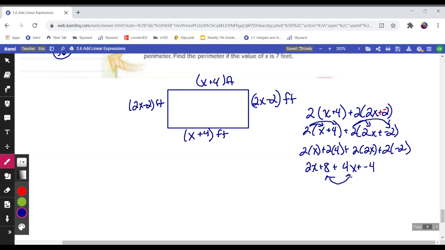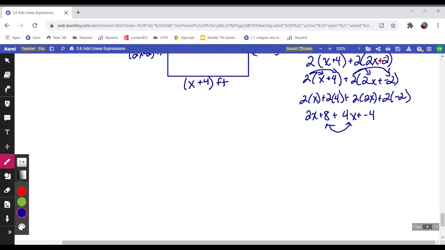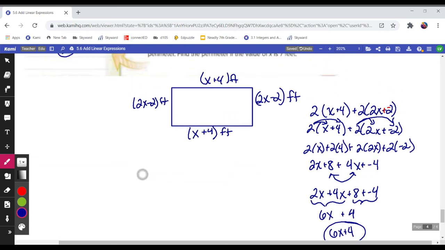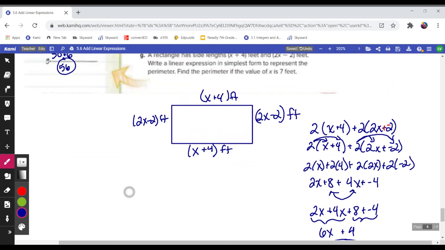Commutative property of addition, I can change the order. 2x plus 4x plus 8 plus -4. 2x plus 4x is 6x. Then adding 8 plus -4 is 4. So my final answer is 6x plus 4. That is my expression for the perimeter.